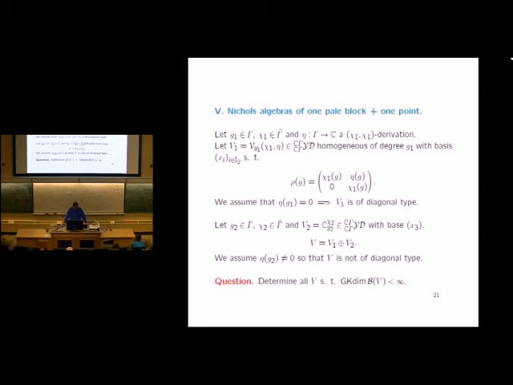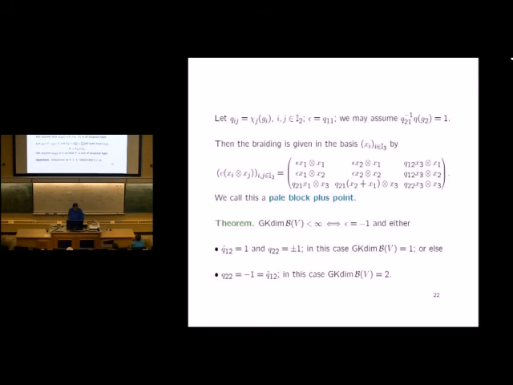So suppose you have again a block and you have a derivation. The derivation could be 0 on G1, but could be non-zero on G2. So this is the same as before, and this will not be of diagonal type. And we call this a pale block and a point, because it's a block that you do not see somehow.